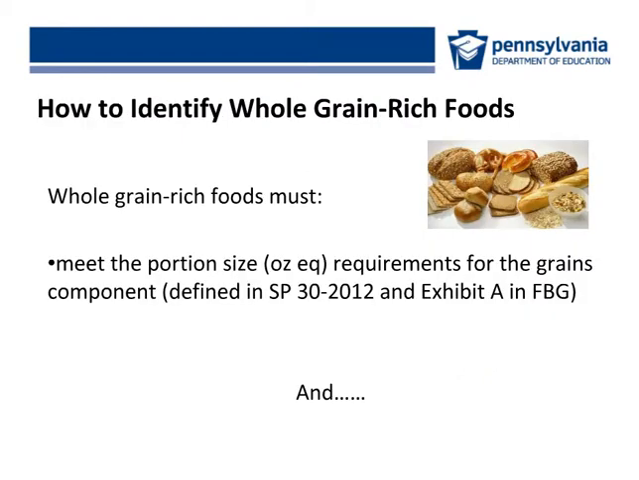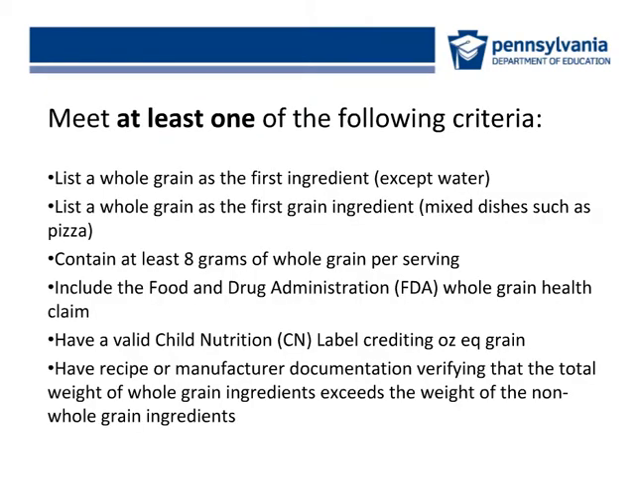So now that we have some background on what a whole grain is, we want to look into more detail at how we can identify items that meet this criteria. There are 2 requirements for a grain item to credit in the school nutrition program. First, it must meet the portion size requirements for the grain's components. Secondly, they must also meet at least one of the criteria listed below.